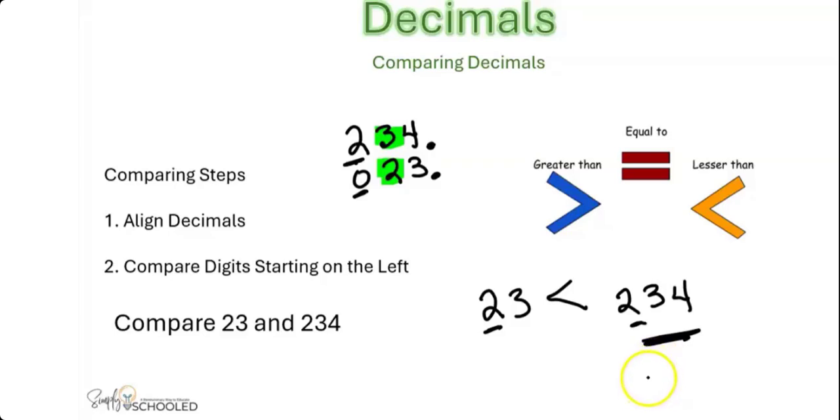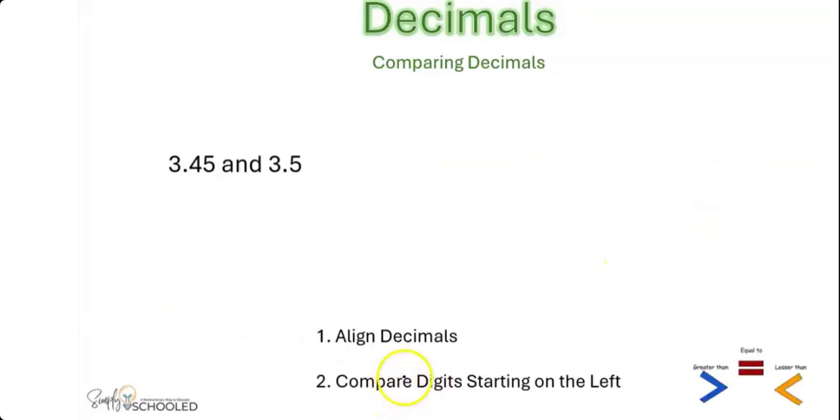So we do the same thing with decimals. And the way we know that we're lining up the place values correctly is by lining up the decimals. Then we can tell, is it greater than, is it less than, or equal? So let's try a few. If we have the numbers 3 and 45 hundredths and 3 and 5 tenths, what I would do to compare those is first I would align the decimal points. That aligns my place value.